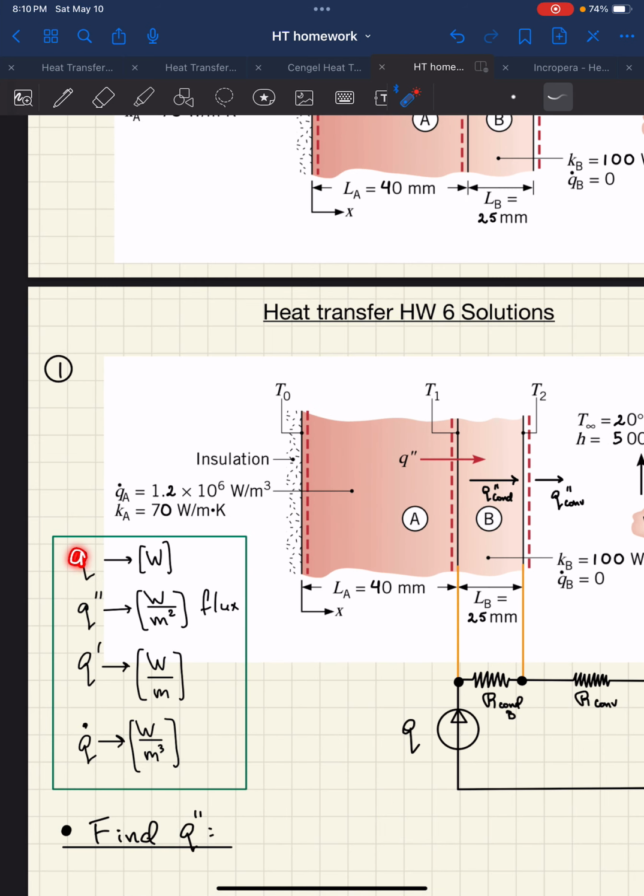So little q is rate of heat transfer, which is basically watts. Now heat, by itself, if you just say the word heat, this corresponds to energy. In other words, capital Q is basically your energy, which is joules. Okay, that's heat. Now rate of heat transfer is power, hence the unit of watts.